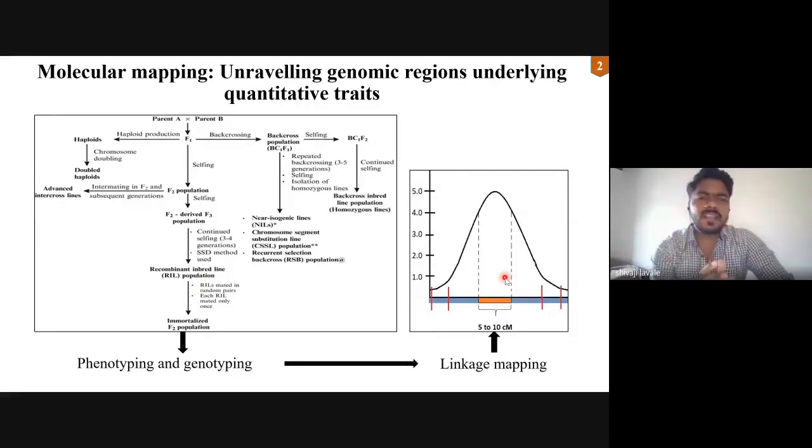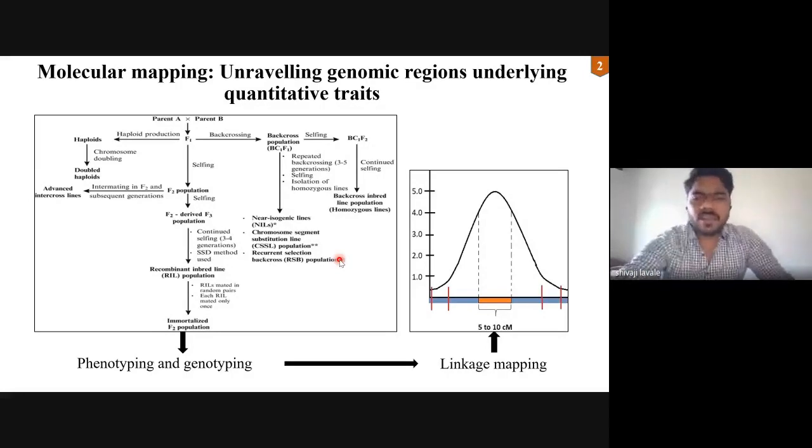Why is this QTL resolution poor? It is because the number of recombination events that have happened during generation of these mapping populations is very low. That's why the resolution is poor. How can we improve this resolution of the QTL? We need to use the mapping populations which have undergone several rounds of recombinations and meiotic events.